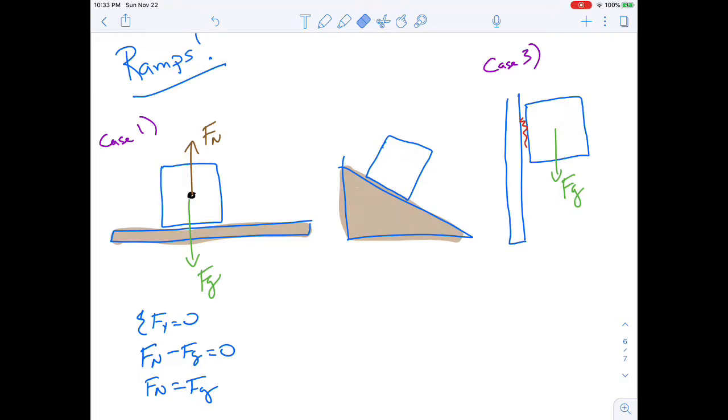And if I can erase this, it'd be great. I'm probably going to erase everything. All right, I'll do that.